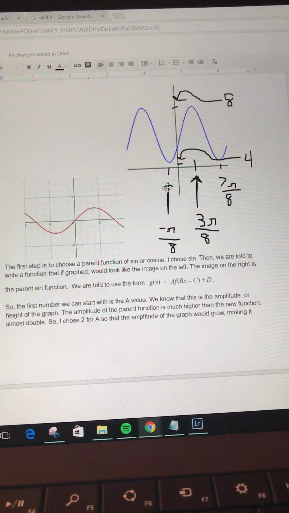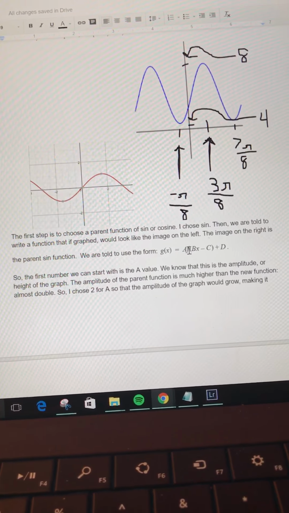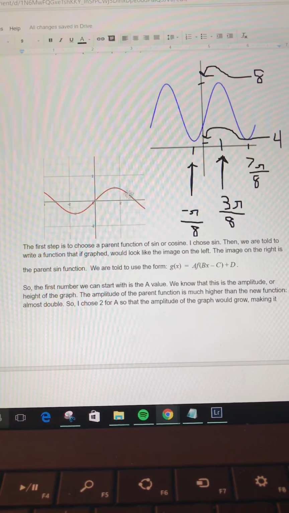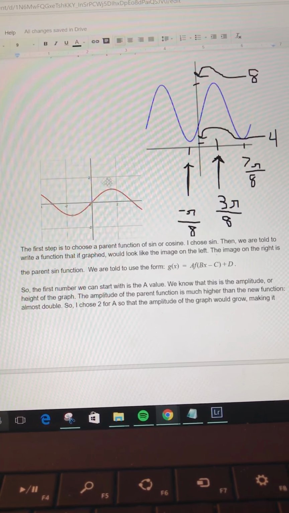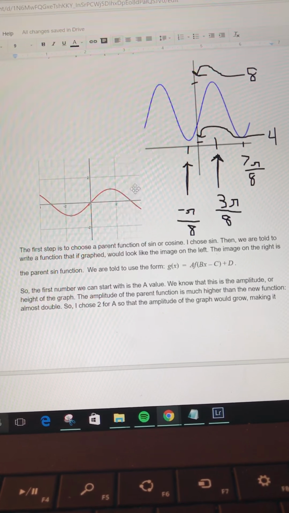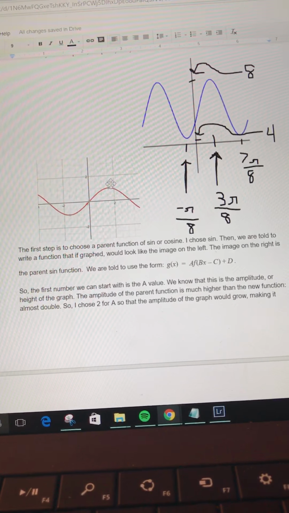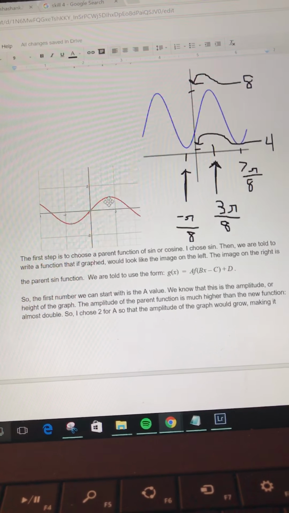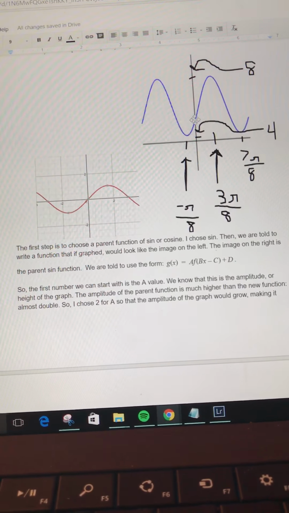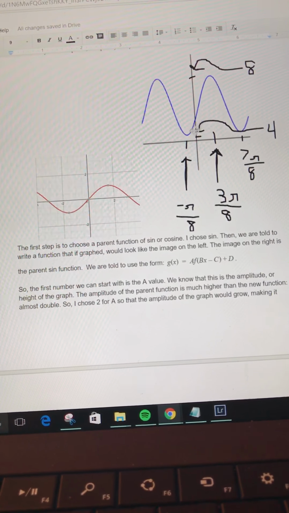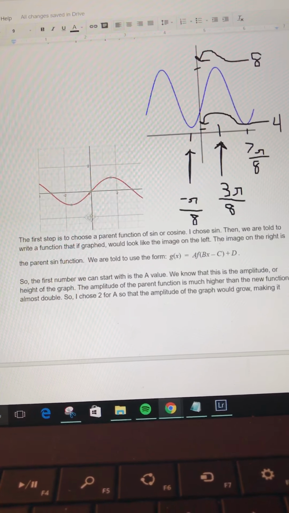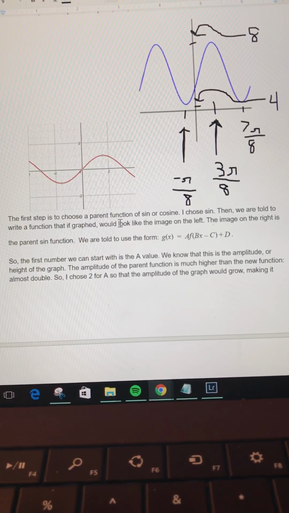So the first thing that we can use is the a value. So a is what determines the amplitude or the height of the graph. Look over here at the sine graph, we can see that it's a lot shorter than the one we're trying to get, and the heights are at 1 and -1. So I multiplied it by 2 to make a stretch, and before the height transformation, these would be at 2 and -2, and kind of stretch out the graph.